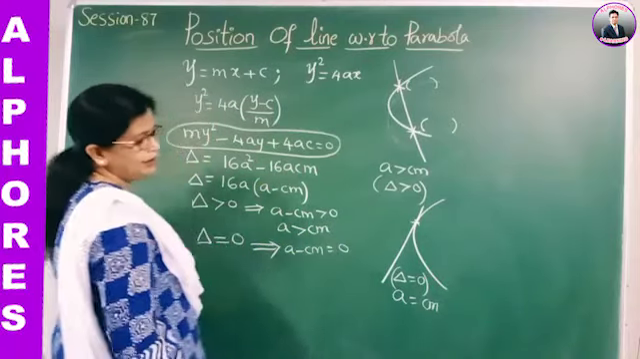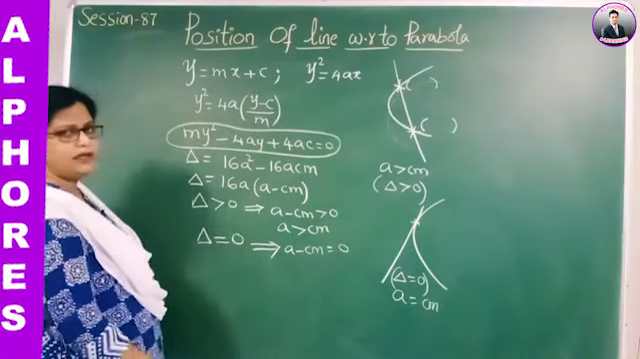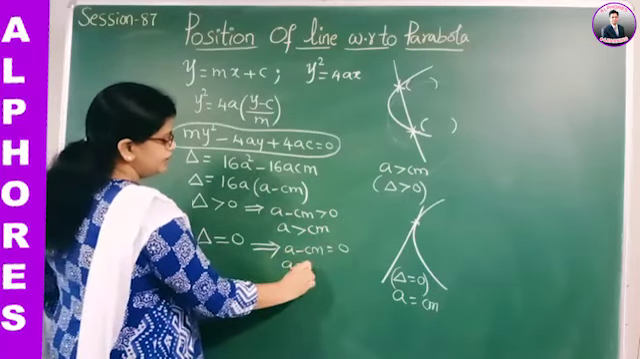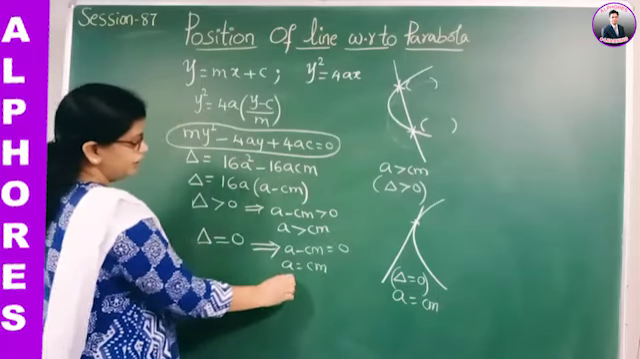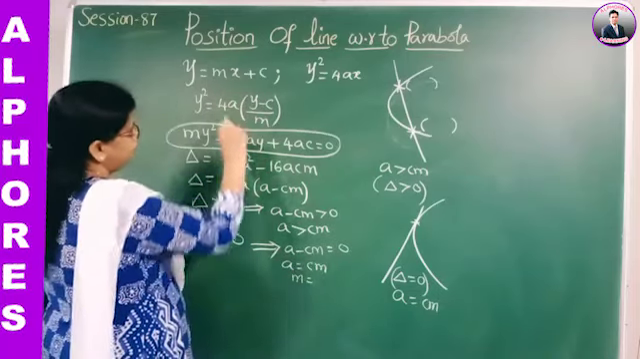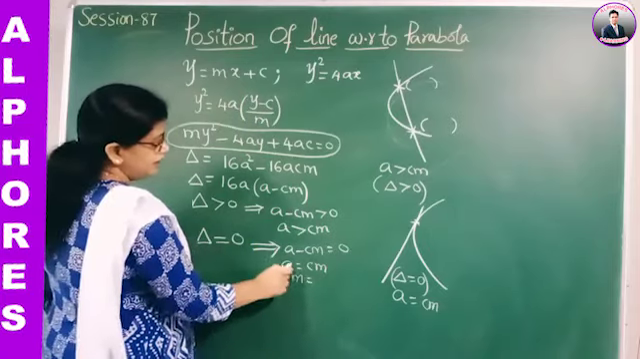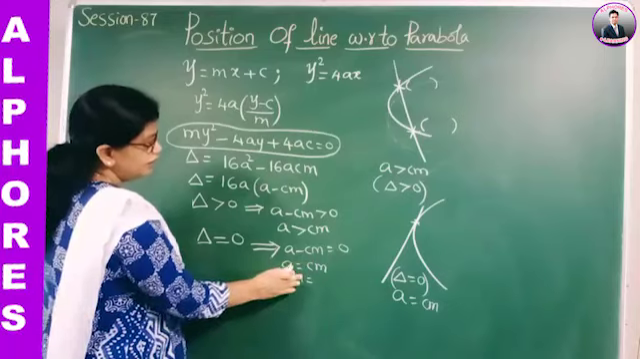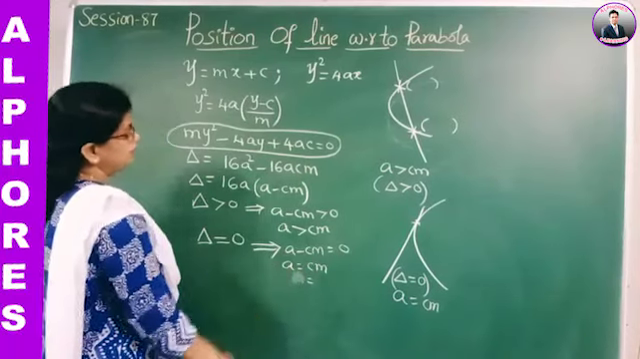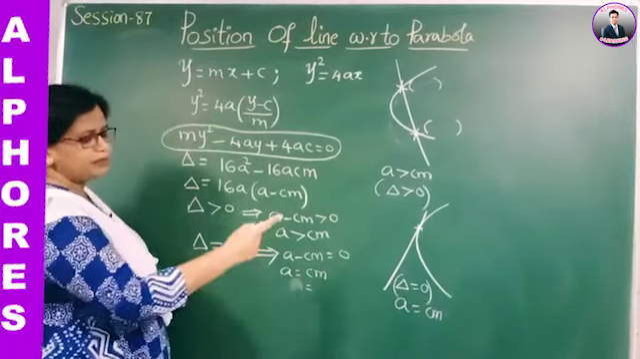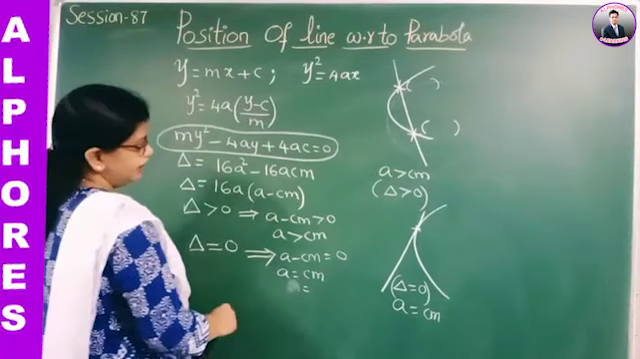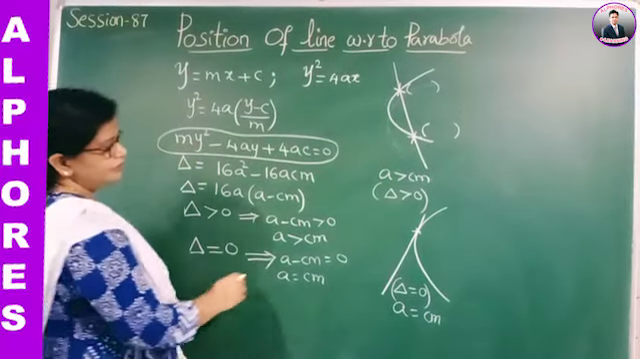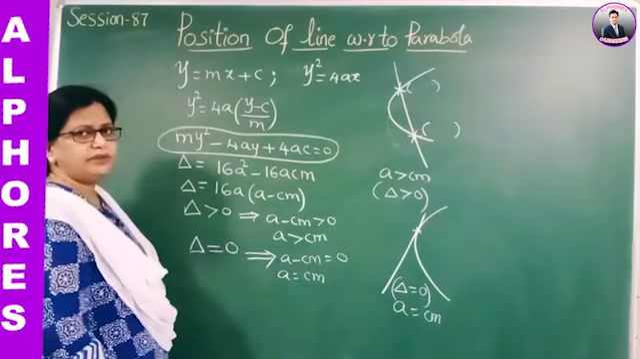And what about the point of contact? You can get that also. Here you got a equal to cm, and in the line equation you substitute m as a by c, or c equal to a by m. If you substitute the value here, you can clearly obtain the point of contact also. So this is the condition we got for the line. We call this line a tangent to the parabola.